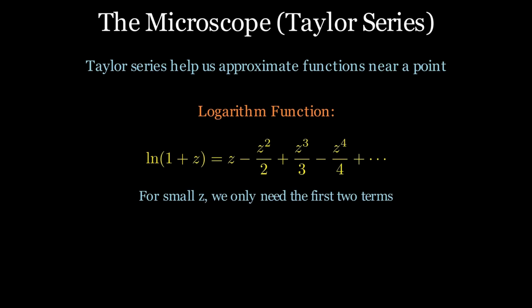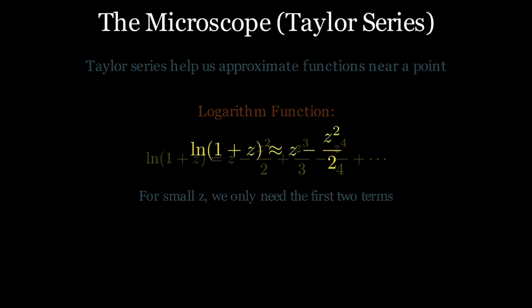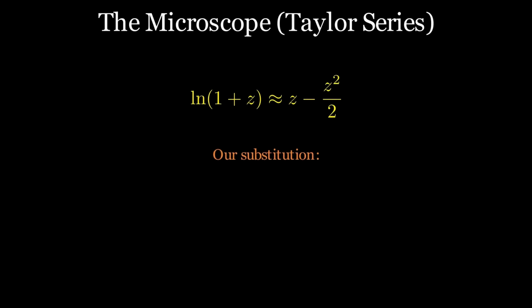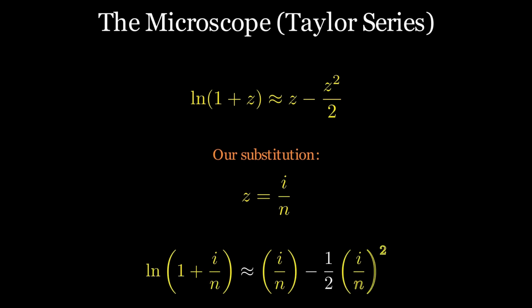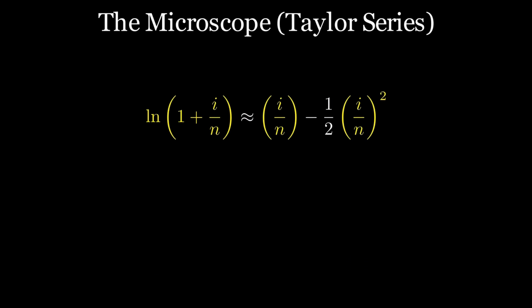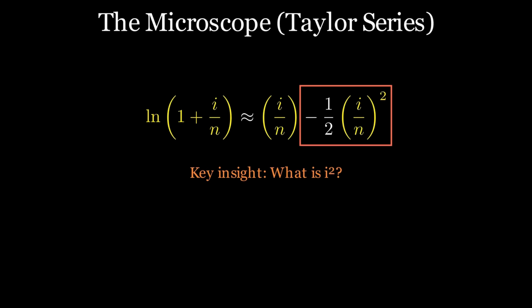And for small z, the first two terms are enough. ln(1 + z) is approximately z - z²/2. Now here's our substitution, z equals i/n. So ln(1 + i/n) is approximately i/n - 1/2 times (i/n)². And this is the key moment. What is i squared? i squared is -1.